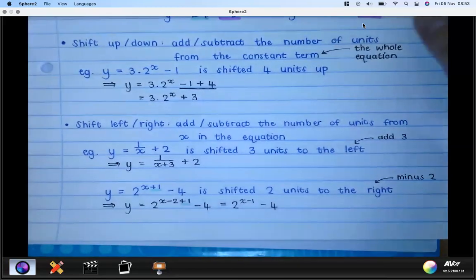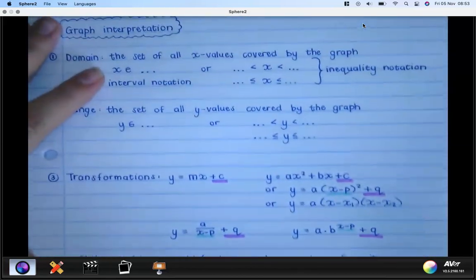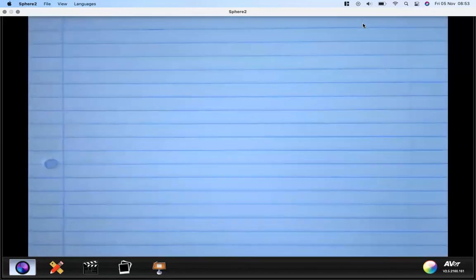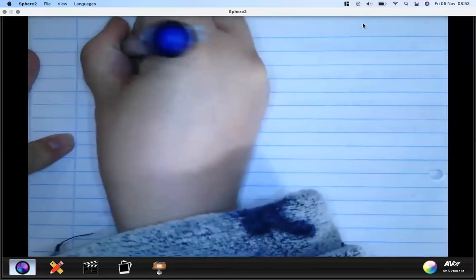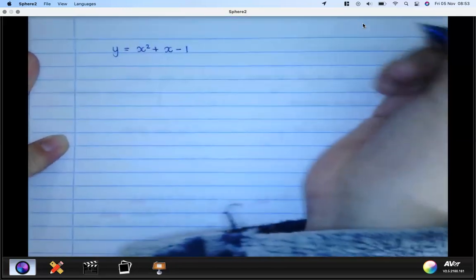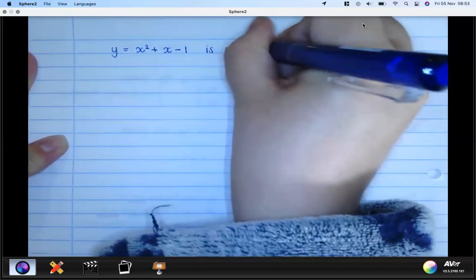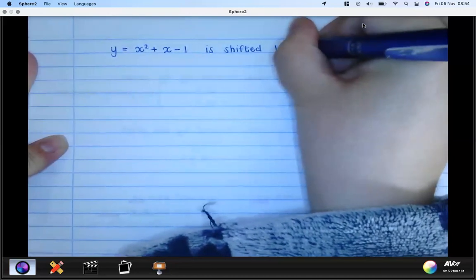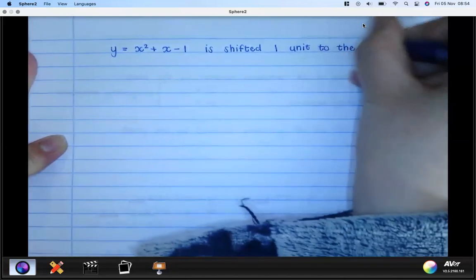Okay, I quickly want to do an example with a parabola that is in this form, just so that you can see how we would do that. I think it is one of the examples in the notes, the examples that I want you to copy down. All right, so just the last example: if y equals x squared plus x minus 1 is shifted 1 unit to the right.